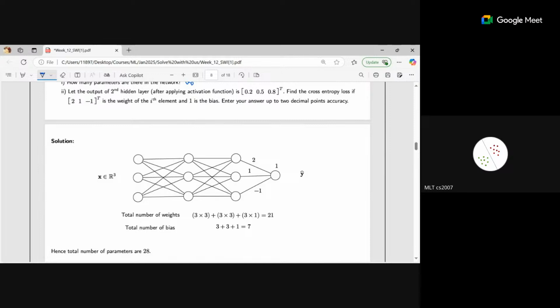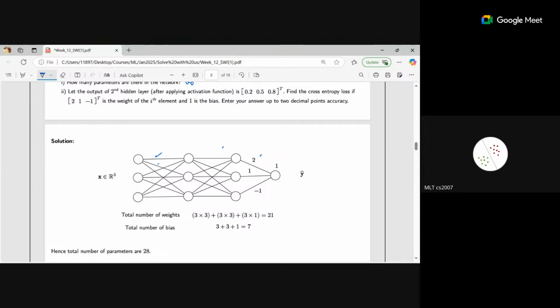So we can see the total number of weights: each neuron is connected to every neuron in the next layer, so you will have 3 times 3, 3 times 3, and 3 times 1, which is 21. The total number of biases is 3 here, 3 there, and 1 here, so a total of 7. The total number of parameters is 28.